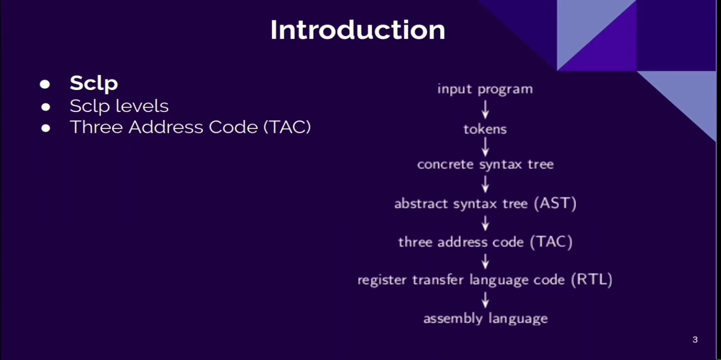The first is SCLP, the subset of C language processor. When the input program is given for tokenization, the concrete syntax tree is generated out of it. Then the abstract syntax tree, and then the three address code and register transfer language code, that is RTL, and the last SMD language. Our project lies in the three address code step and the RTL generation step.